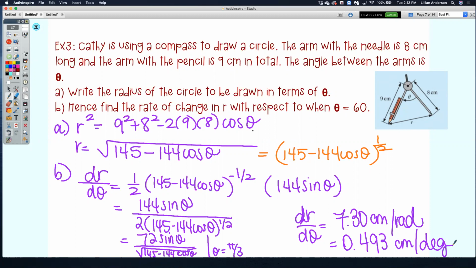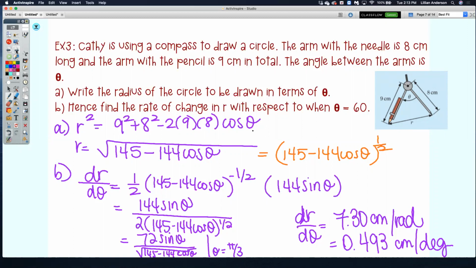Okay? So basically, this essentially represents that our radius is going to change by this many centimeters as our angle changes, as we widen our compass to make our circle. That's what that means. So again, with the rate of change, you want to make the connection between what it actually means in the context of the problem when you are finding the derivative.